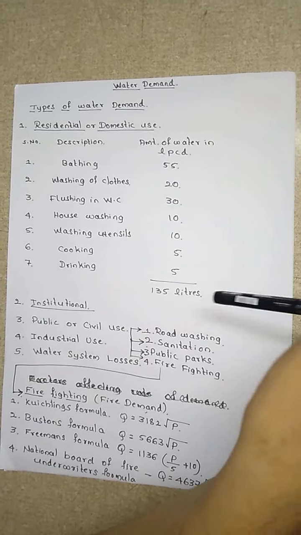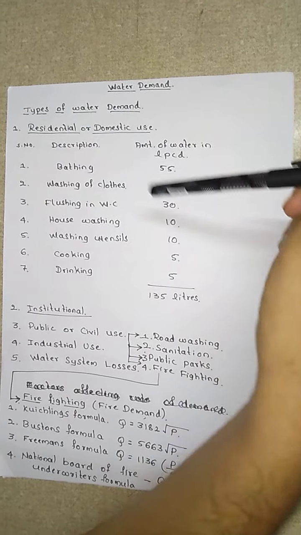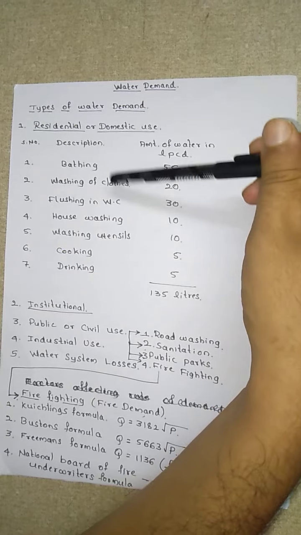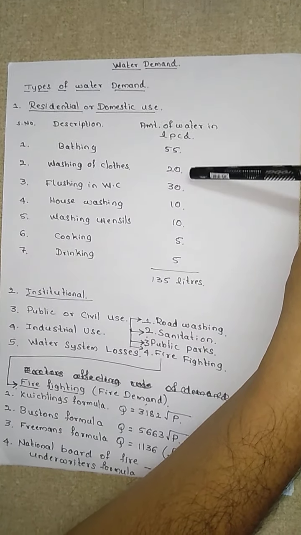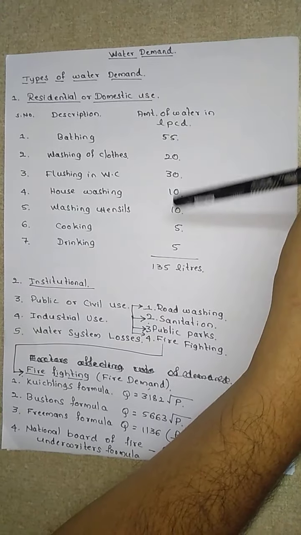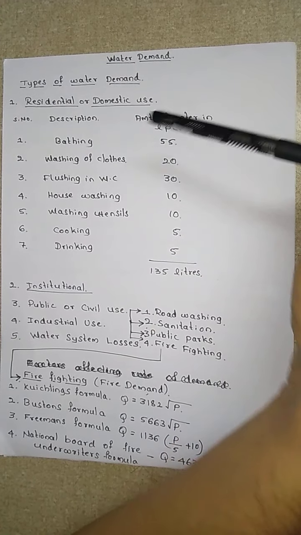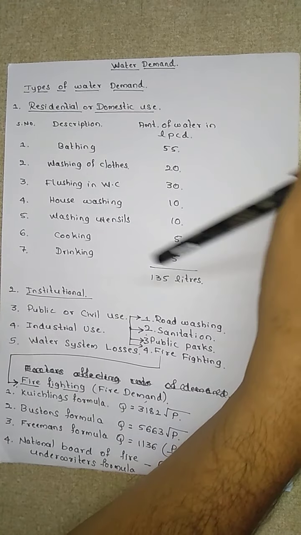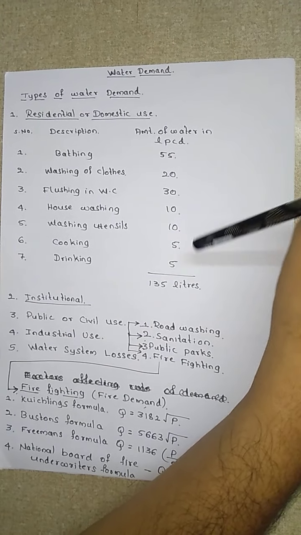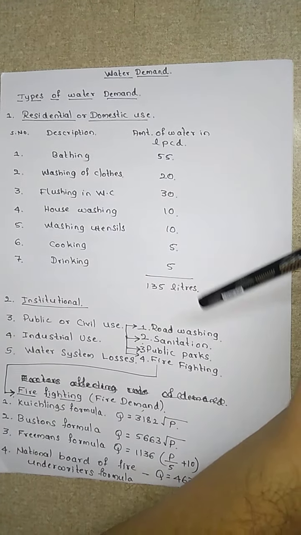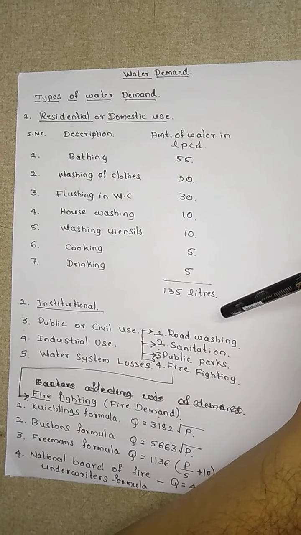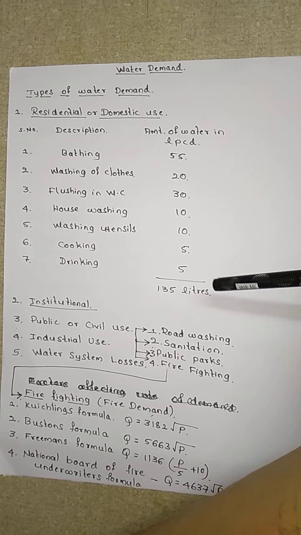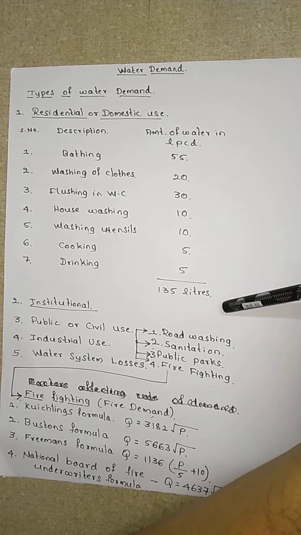Now how is this 135 liters consumed? In bathing, a person may require around 55 liters per day. Washing of clothes, around 20 liters. Flushing in WCs, 30 liters per day. House washing, around 10 liters. Washing utensils, 10 liters. Then cooking 5 liters and drinking 5 liters. If we combine all these, it becomes 135 liters. So it is very important to remember that 135 liters of water per person per day is required in the climatic conditions of India.